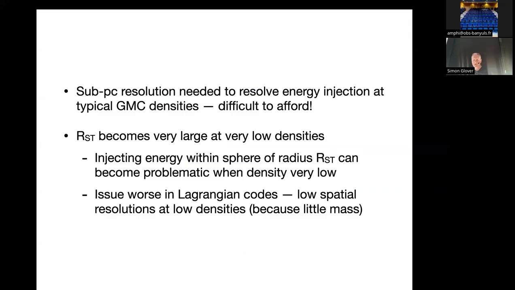Now, this issue gets a lot worse in Lagrangian codes. You need to be a lot more careful of this in Lagrangian codes because they inherently have lower spatial resolution at low densities because there's little mass there. So unless you actually limit the code and don't let it derefine in low density regions, or force it to keep some minimum or some maximum resolution element size, you can wind up with very large grid cells in those low density regions, and it can be difficult to do the energy injection properly.